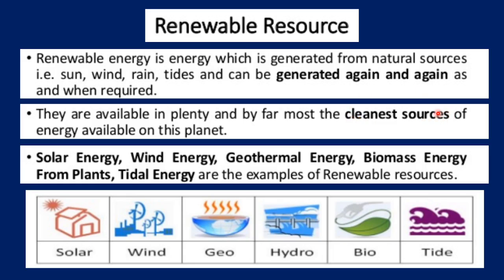If you think of coal, for example, or petroleum oil, when they burn, they give out a lot of toxic materials and a lot of unwanted chemicals into nature. But think of solar energy, there is no possibility of any wastage or any toxic material being released into the environment. That is why it is called the cleanest source of energy available. Solar energy, wind energy, geothermal energy, biomass energy from plants, and tidal energy are the typical examples of renewable resources from nature.